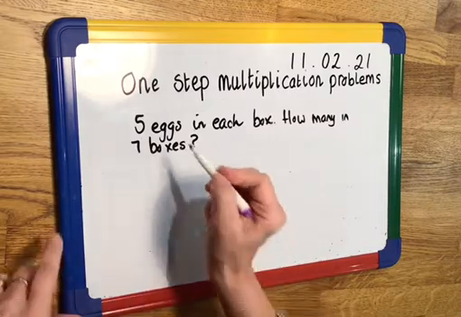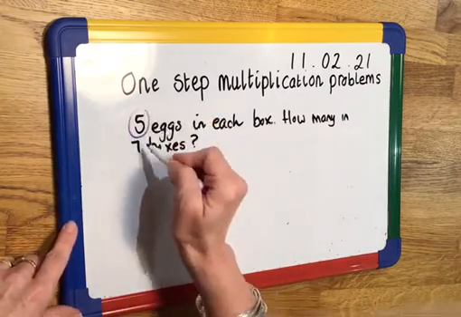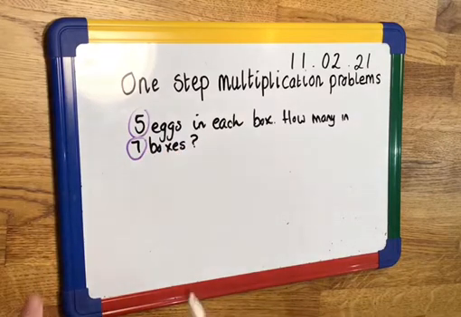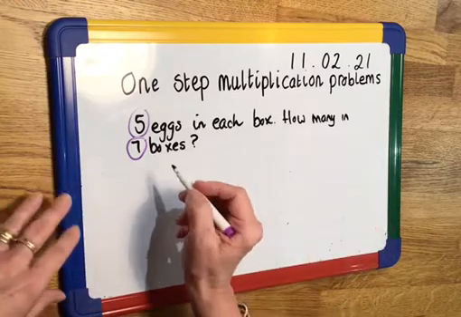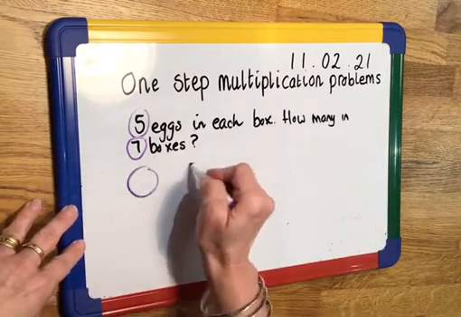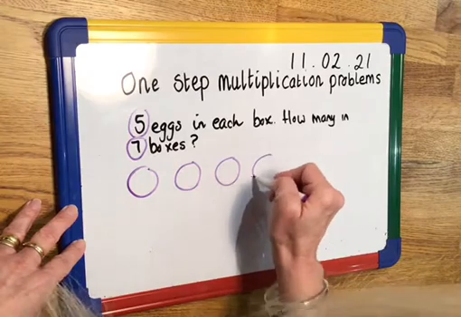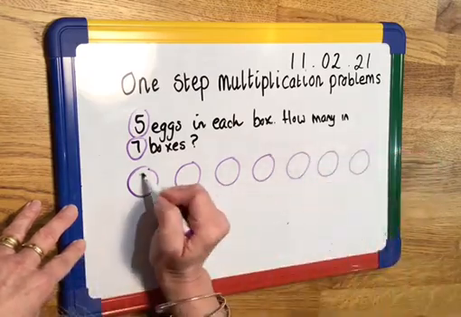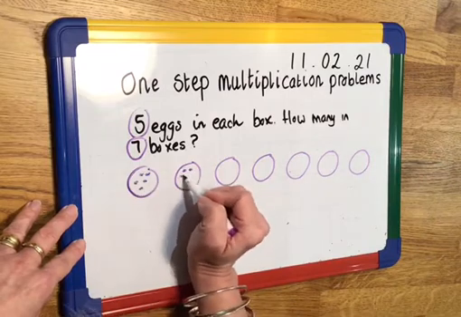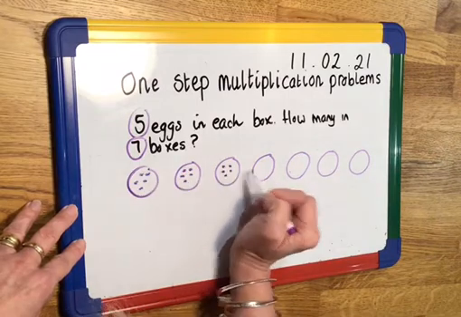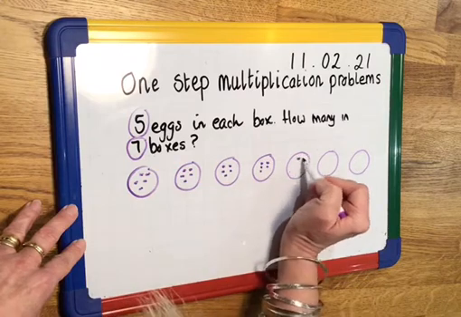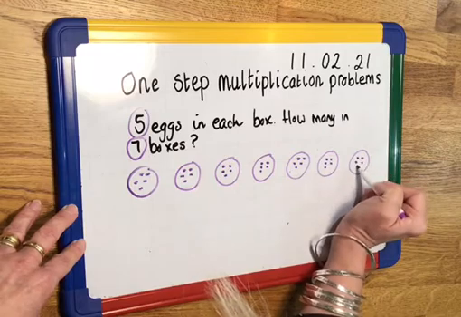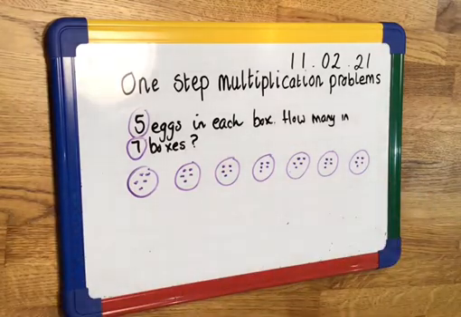Let's find the important numbers. I've got 5 and I've got 7. So I've got 5 eggs in a box, 5 eggs in each box and 7 boxes. I could draw a picture. So let's draw a picture of this one. So I've got 7 boxes. 1, 2, 3, 4, 5, 6, 7. And I've got 5 eggs in each box. Okay, that's 7 lots of 5.